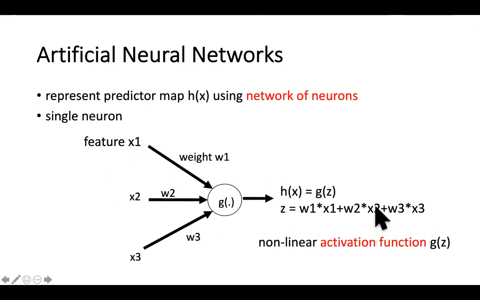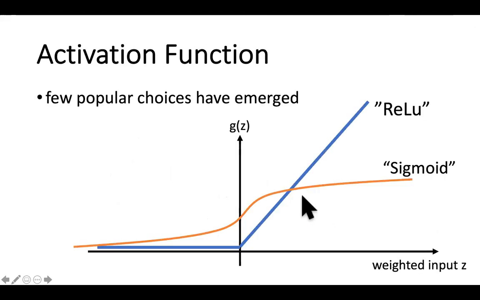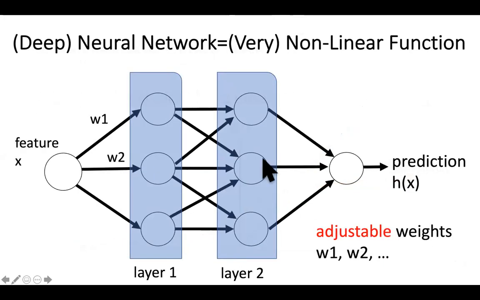It's just a graphical way to represent a function. So this is only one single neuron, and then we can represent very complicated functions by connecting together many of these small artificial neurons. The important thing is that this representation of a function involves weights that we can choose or tune. And these weights are then tuned in the process of learning a good predictor map.